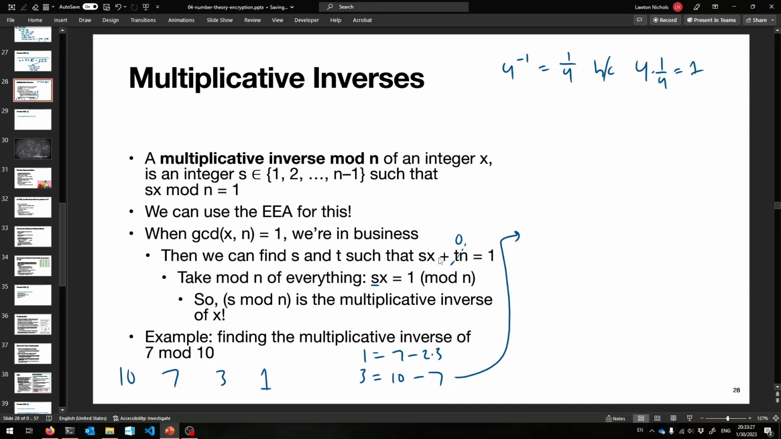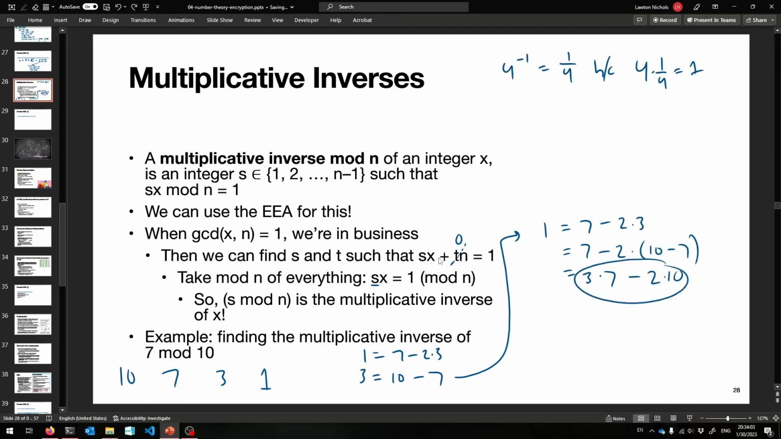So with that, we can start plugging things in. 1 is equal to 7 minus 2 times 3, but 3 is equal to 10 minus 7, so let's replace that. 7 minus 2 times (10 minus 7). Let's get these all by themselves, and that is equal to how many 7s? It's 1 and then plus 2, so 3 sevens total, minus 2 times 10. And so that is my linear combination of 7 and 10 that gives me 1.